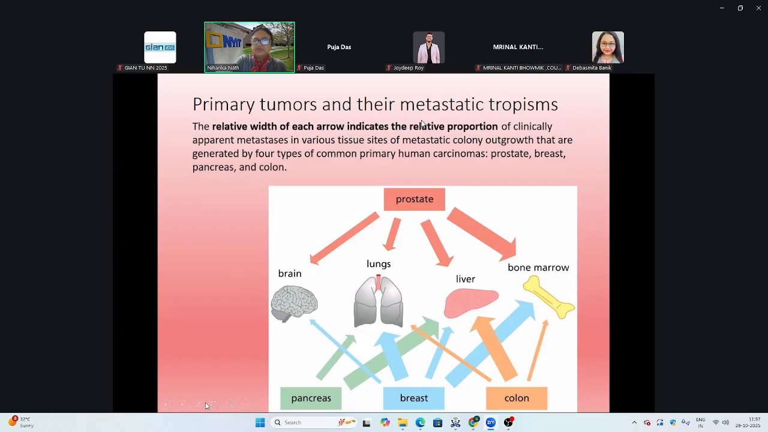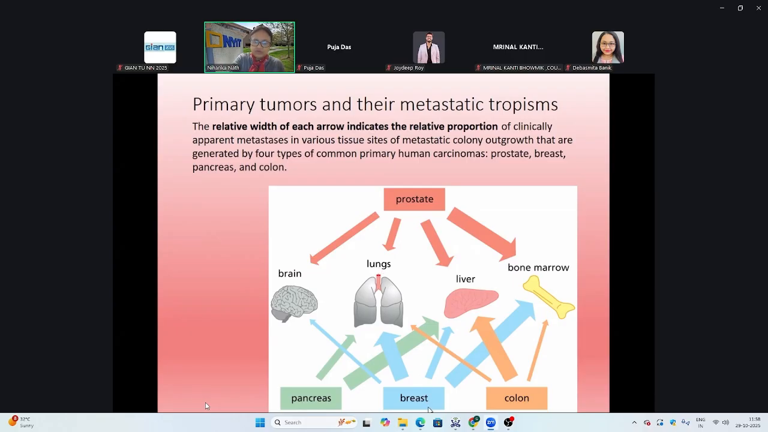There is something called metastatic tropism, and all it simply means is that there's a preference for what goes where and which one can go to a distant site. The relative width, the thickness of each arrow here, indicates the proportion of how much metastasis can occur. So if it's prostate, then there is a very strong tendency for bone marrow.